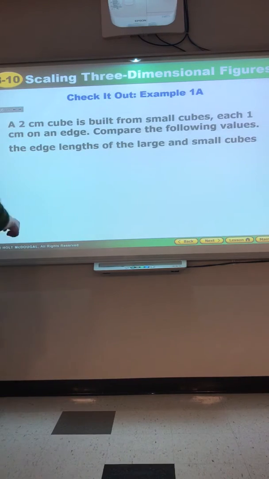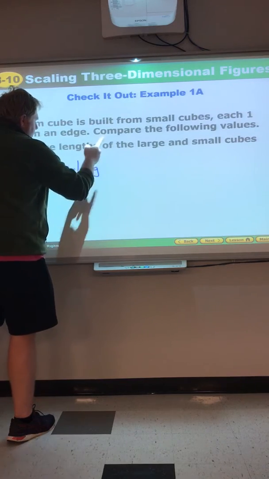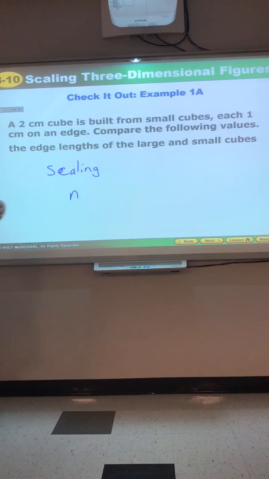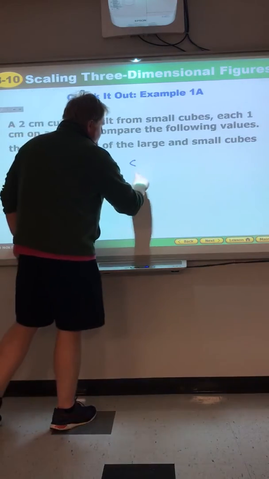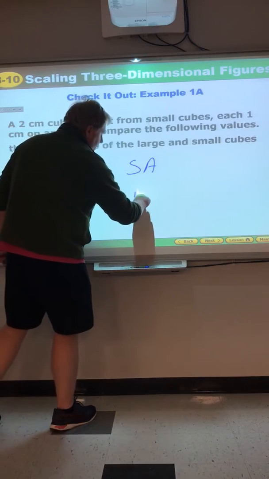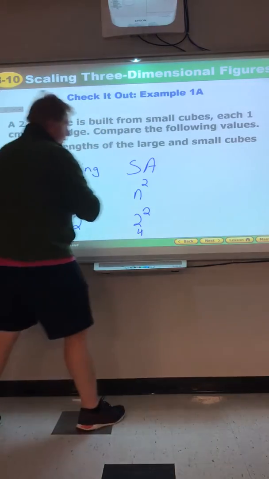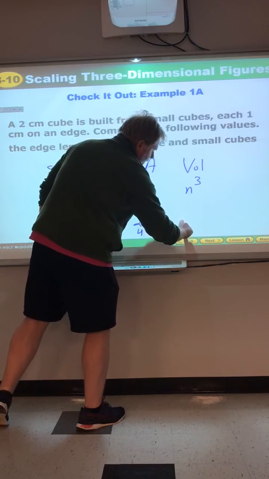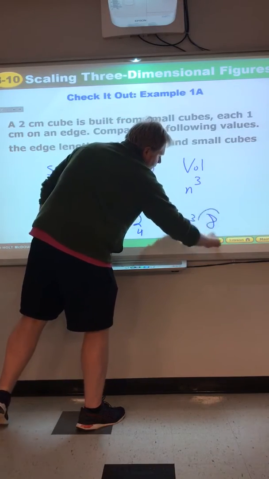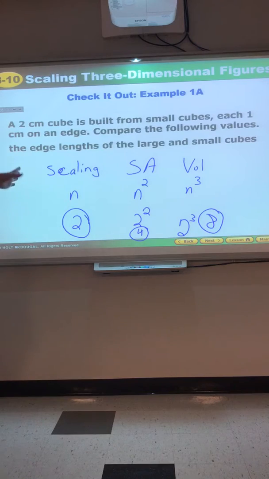So before we do this one, scaling. If it goes up by n, that's the number of multiplied times it goes up. If the scaling goes up by 2, the surface area goes up by 2 squared. That's 4. If it goes up by 2, the volume goes up by 2 to the third, and that's 8. They grow by much different rates, just as we saw with that.